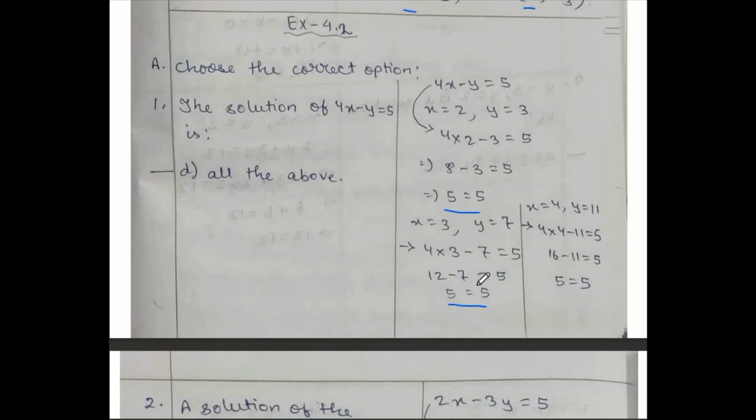Left, right both are matching. Third one, x is equal to 4, y equals 11. So 4 into 4 minus 11 equal to 5. 16 minus 11, that is 5 equal to 5. Here also left, right both are matching. That's why D is the right answer, all the above.